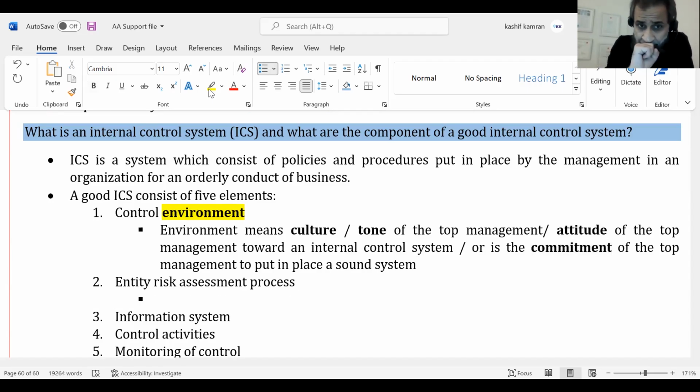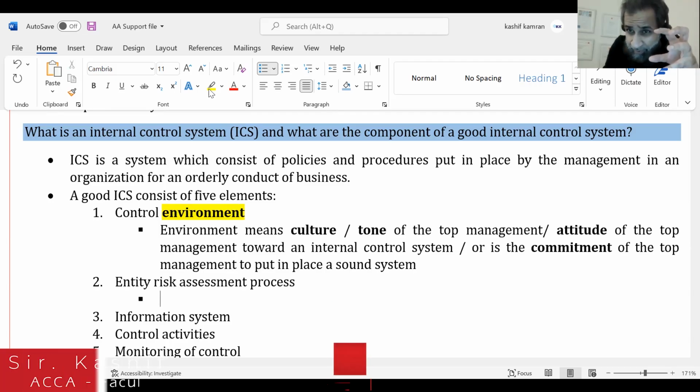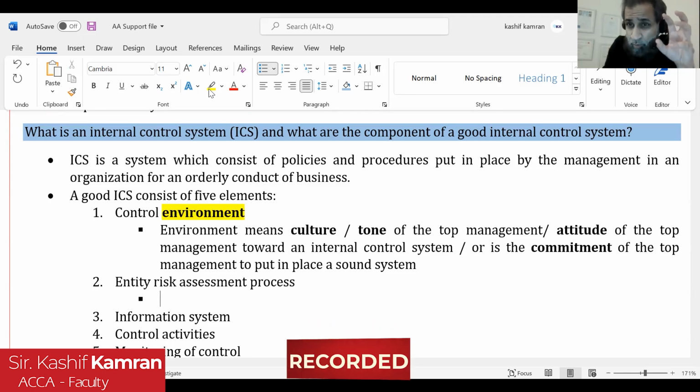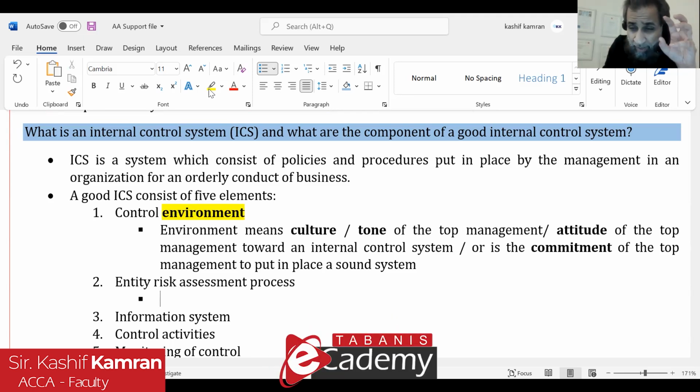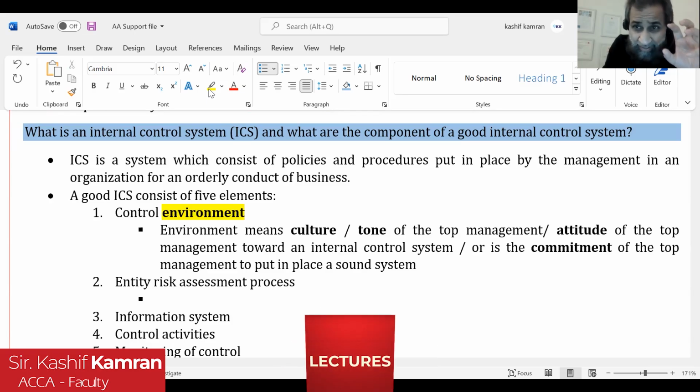Now the second, entity risk assessment process. If you want to have controls in place, first of all, you need to identify where is the risk, where is the problem, where is the issue, because you want to put controls at the right places. You want to ensure that controls are put at the right places in the organization. You want to assess the risk. You want to assess where is the risk inside the organization.